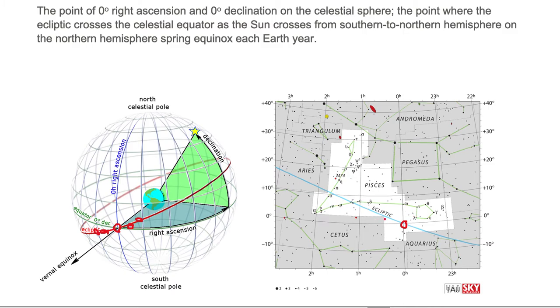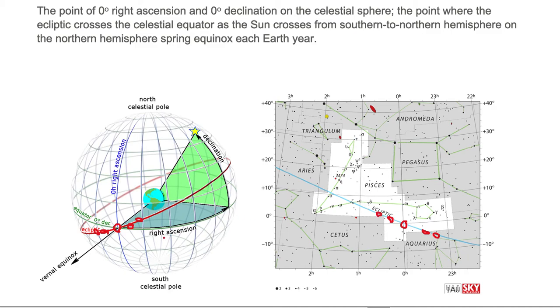If we look at it on the map side, we have the opposite view. It's going from the southern hemisphere. This is your celestial equator. This is your ecliptic, and the sun is making its way into the northern hemisphere.